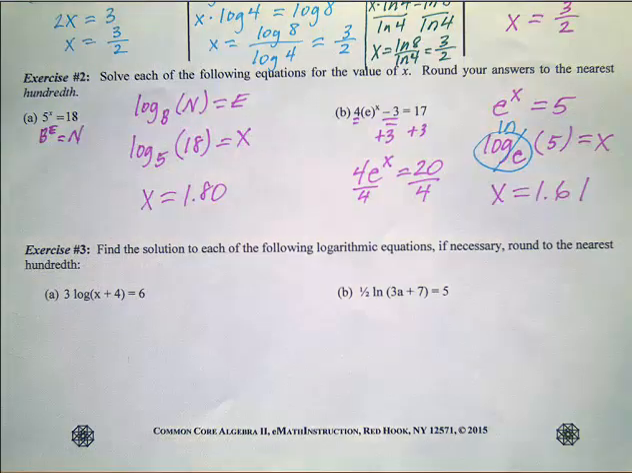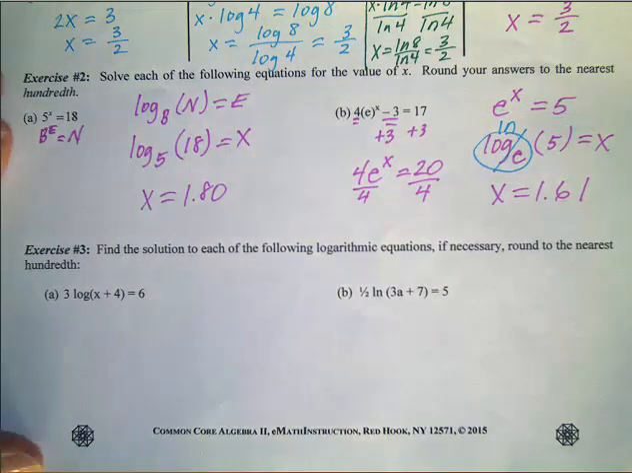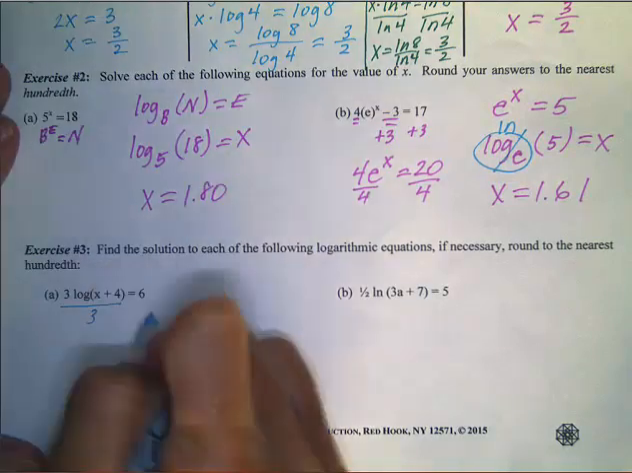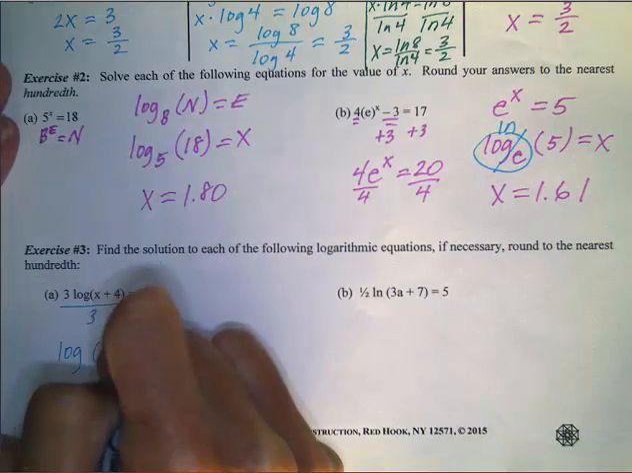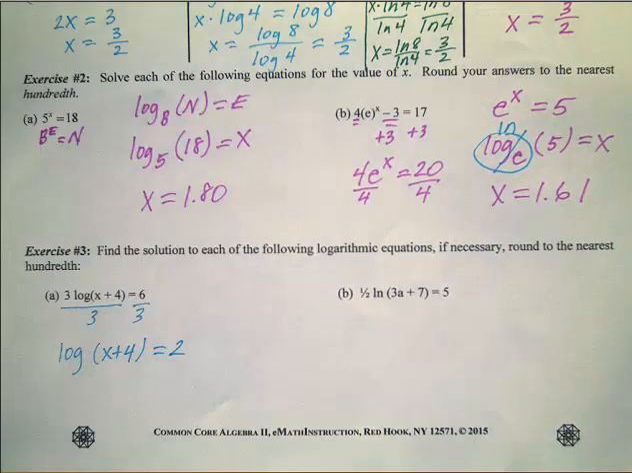But again, you want to isolate first. You want to get that log or that exponent alone. So in this first one, I have to get log alone. So I'm going to divide by 3. So now I have log of x plus 4 equals 2. Remember, if there isn't a base, it's 10. I don't have to write it in my work. It's just assumed.